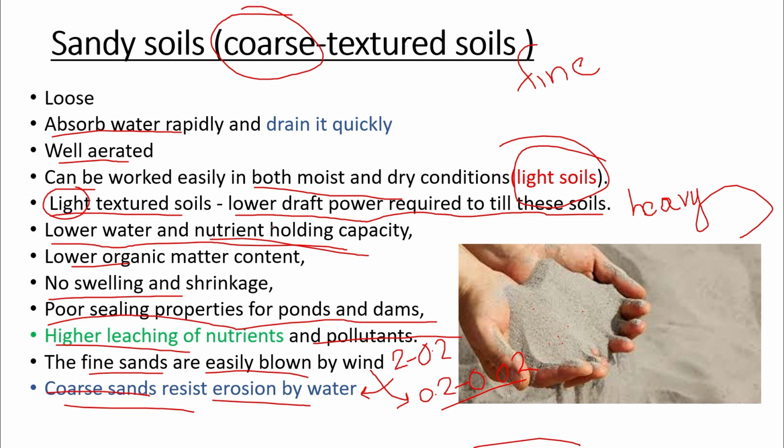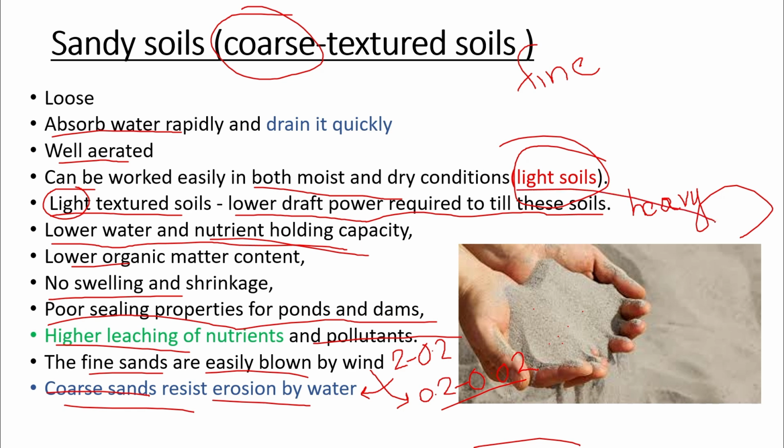Okay, so I think everyone understood this. So you have to remember sandy soils are coarse textured soils. They absorb water rapidly and drain it quickly. Well aerated, can be worked easily in both moisture conditions, and they are known as light soil. Then they have low water and nutrient holding capacity, low organic matter. Then they are susceptible to wind erosion, especially fine sand. They resist water erosion. Which one? Coarse sand.